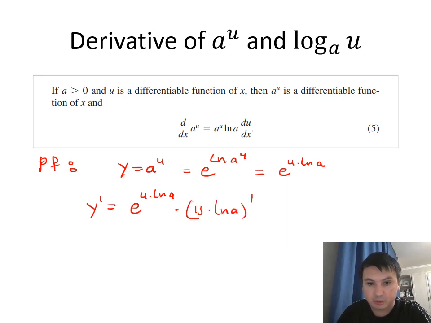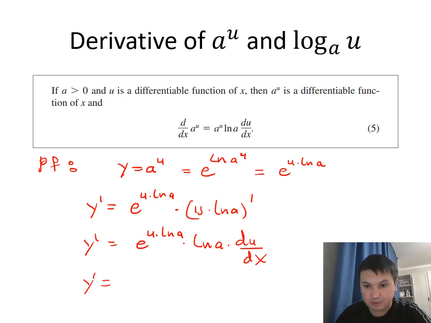So the derivative of u times ln of a. Ln a is constant, so I can take it out. Then the derivative of u is simply du over dx, and then you can rewrite e to the u ln a as a to the u. And that gives us the formula that we wanted.